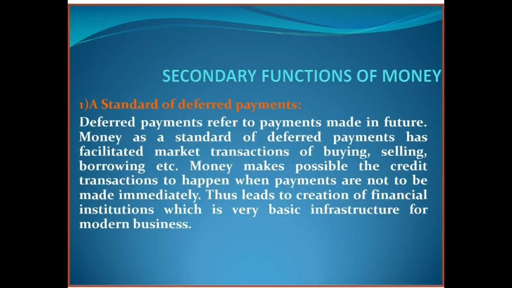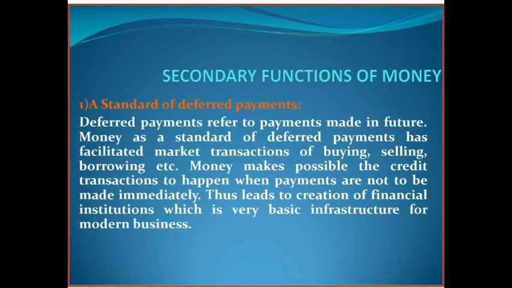In the secondary functions of money, money is performing again in 2 ways. The first one is a standard of deferred payment and the second one is a store of value. Deferred payments refer to payments made in future. Money as a standard of deferred payments has facilitated market transactions of buying, selling, borrowing, etc. Money makes possible credit transactions to happen when payments are not to be made immediately. This leads to creation of financial institutions, which is very basic infrastructure for modern business.